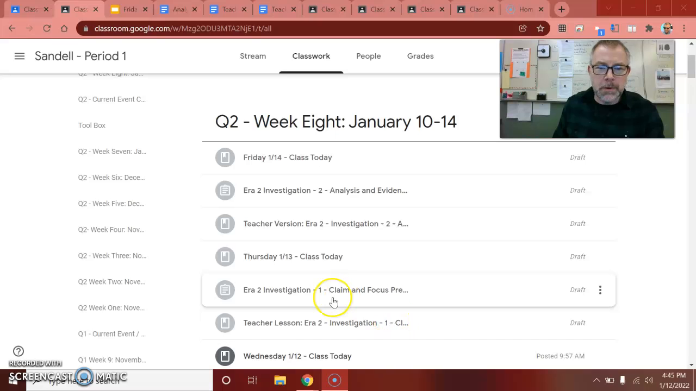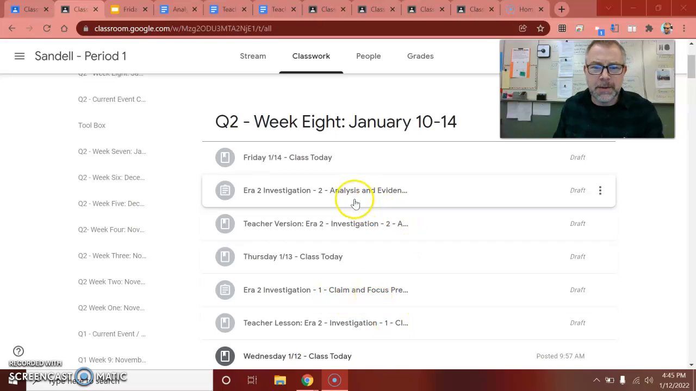All right. So today's focus is on analysis and evidence. Yesterday, we were zeroing in on claim and focus in our pre-writing. Today, we're going to do the pre-writing for analysis and evidence. And they're going to kind of build on each other.